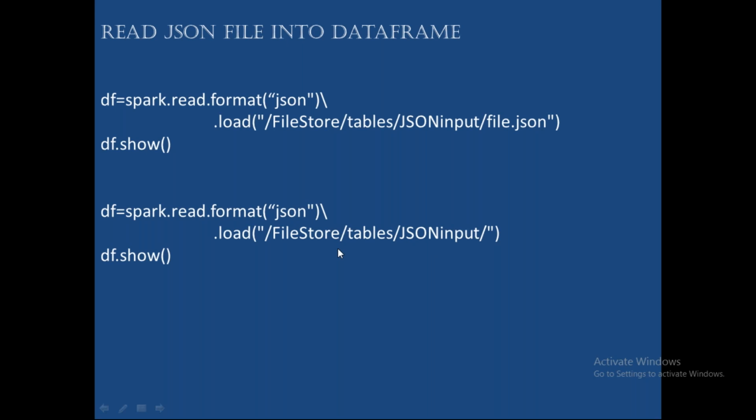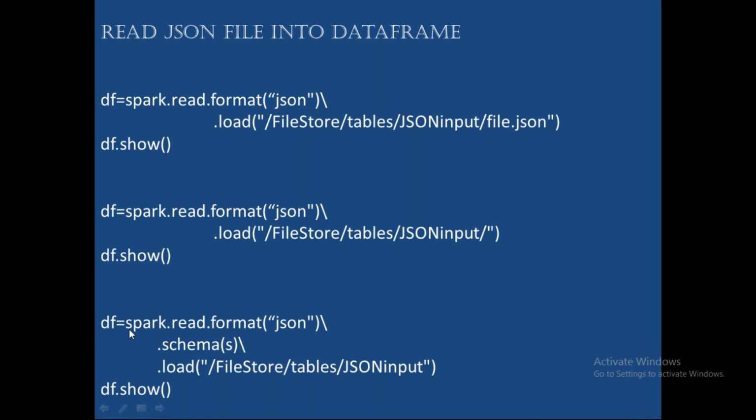I'm not using any extra option. So spark.read.format JSON, and I'm loading it from this particular location. But I want to provide the schema explicitly. You just have to use spark.read.format, this is the JSON schema, and I want to load this particular file from this location.